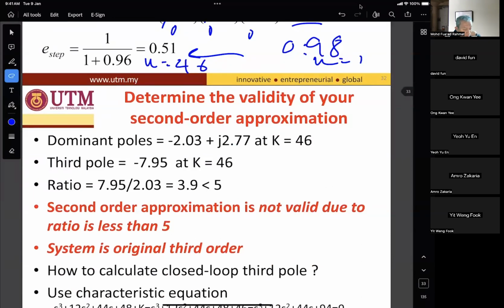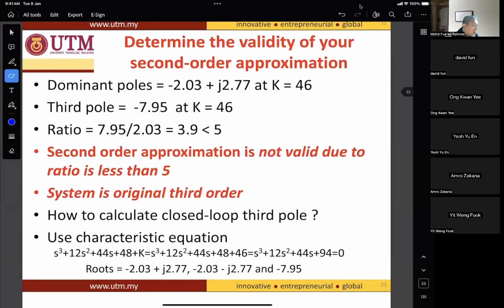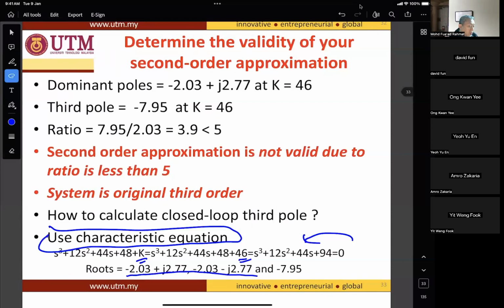So the dominant poles at K46 are given there. The third pole is minus 7.95. This one you get by using the characteristic equation. So you insert the K value, which is 46, then simplify this cubic, find the roots of s cubed plus 12s squared plus 44s plus 94. So you will get the dominant pole value and the third pole. Okay. So find the ratio.